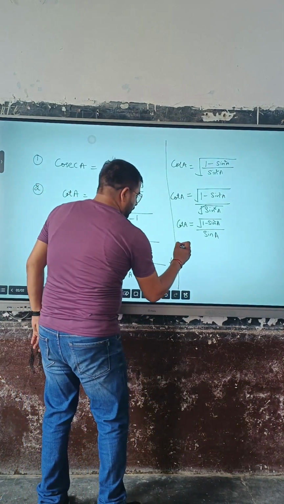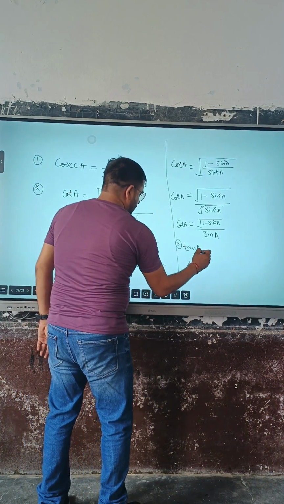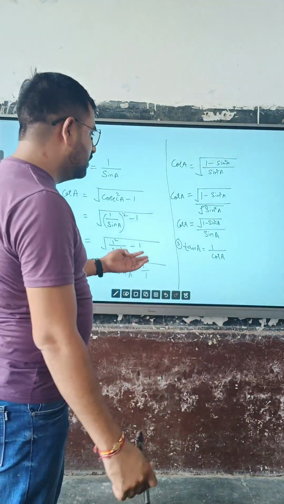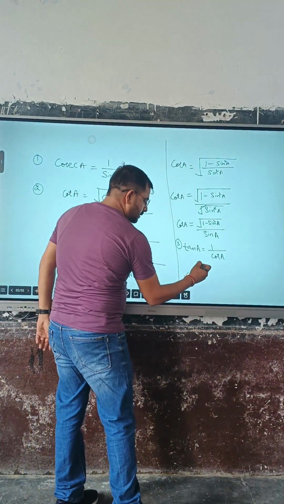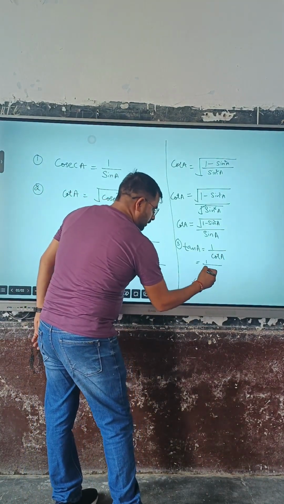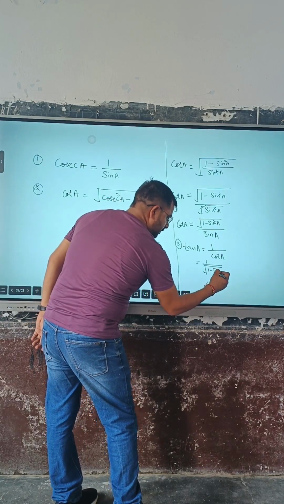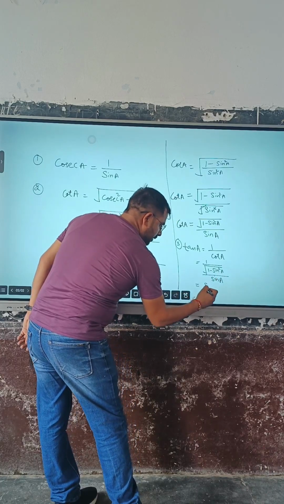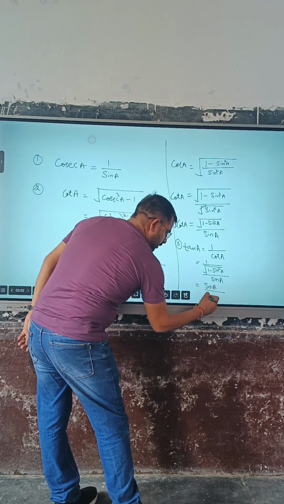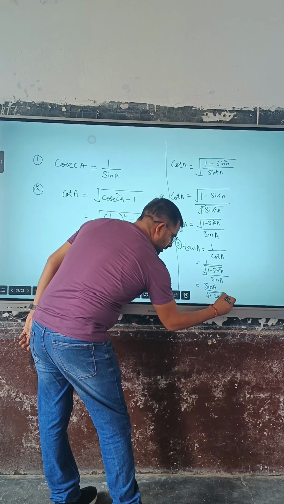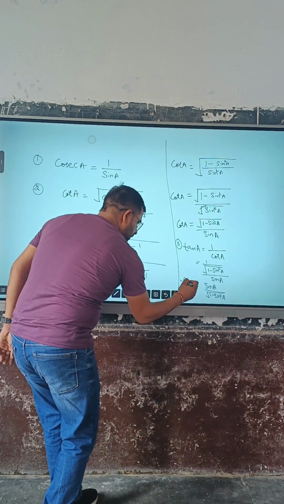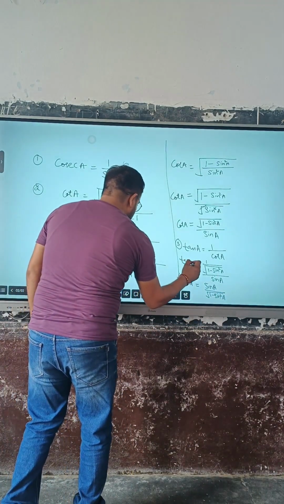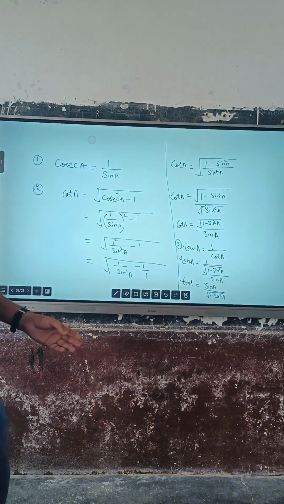Now the third one is tan. So we know that tan is the reciprocal of cot. Now we have the value of cot in terms of sine, so we can easily express it. The value of cot is under root 1 minus sine square A over sine A. So on solving, sine A over under root 1 minus sine square A is the tan of angle A.